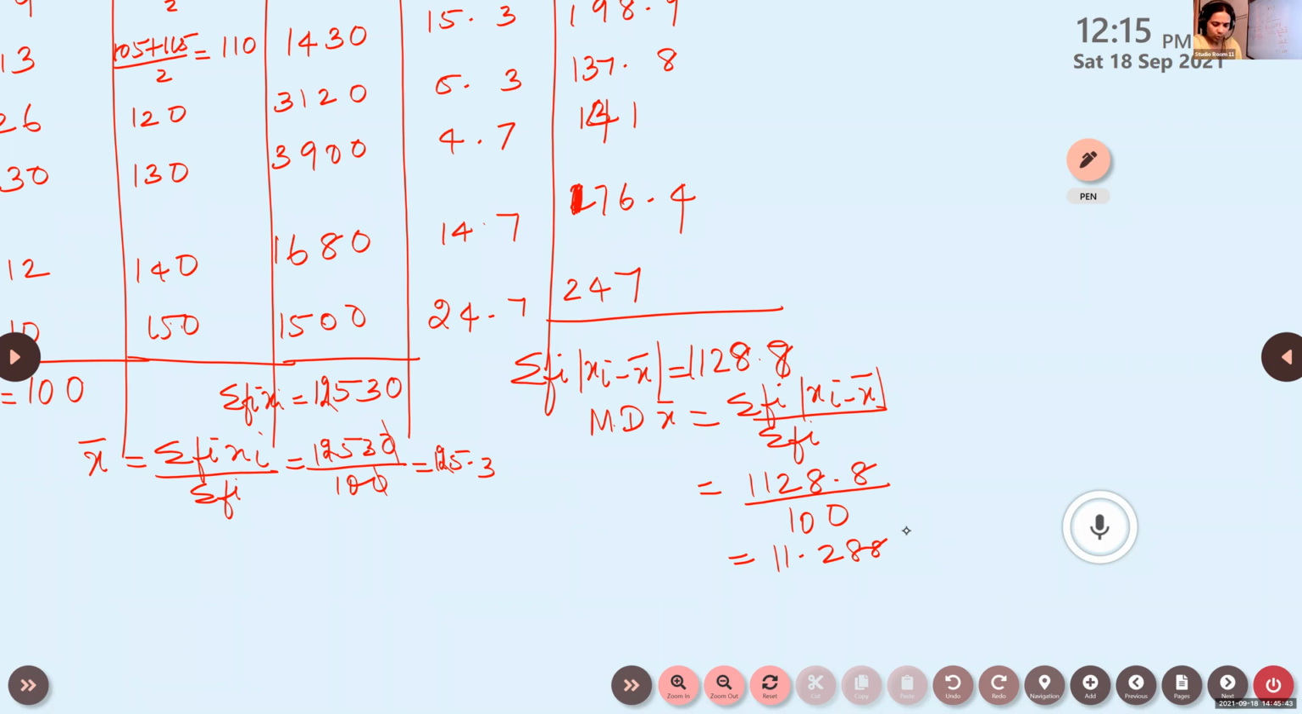Is the method okay? How to solve this question? Is it clear? If it is given in interval form or if it is given in discrete form, how to find the mean deviation? Is it clear? Yes, ma'am.